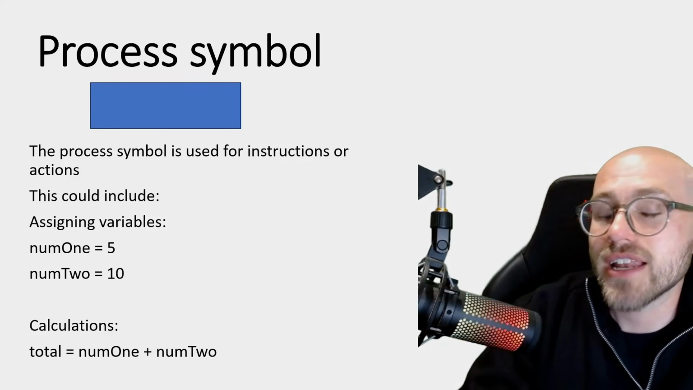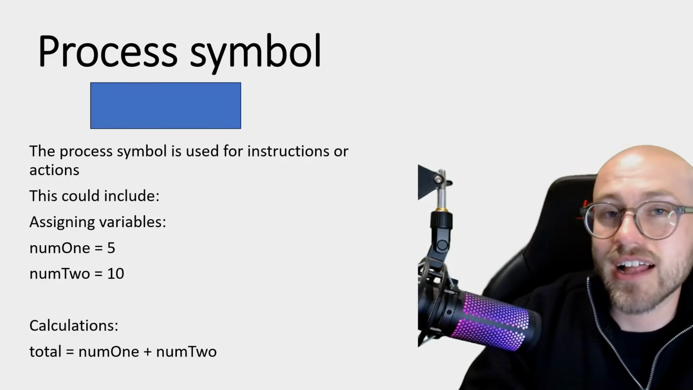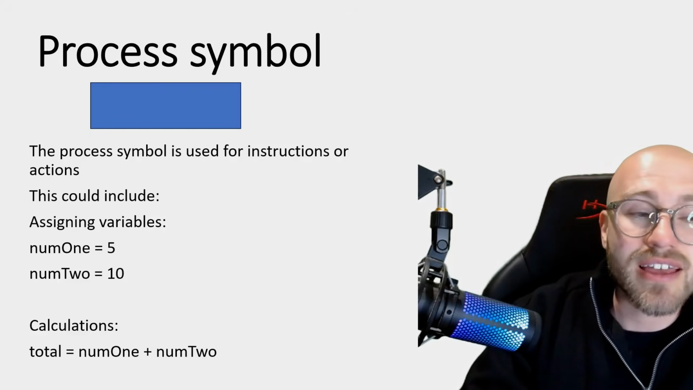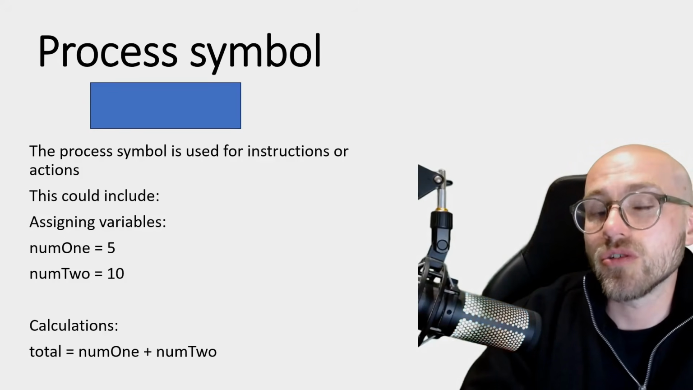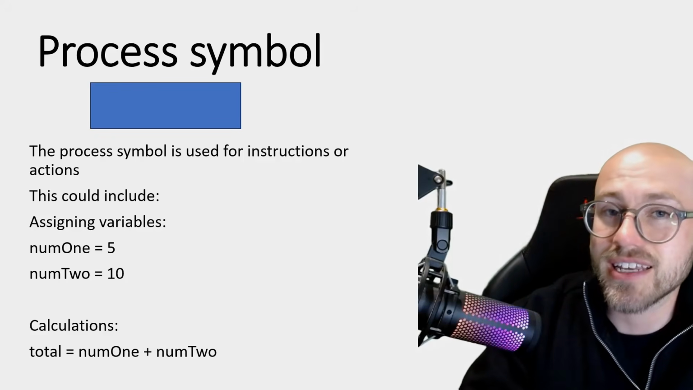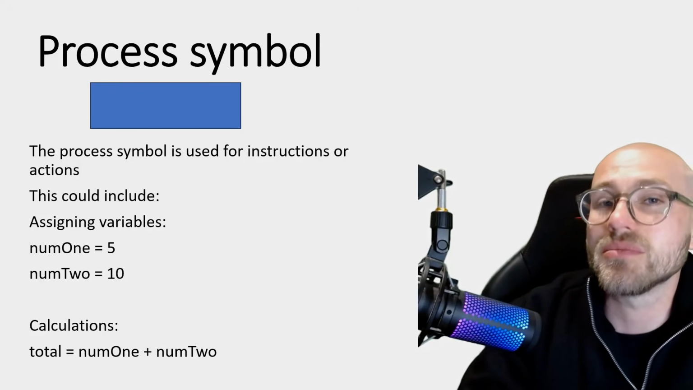Another example you can do is any calculations. Let's say in an algorithm we wanted to add the two numbers together. So I've got a new variable which is called total equals num1 plus num2. That kind of calculation that takes place goes inside a process symbol as well.